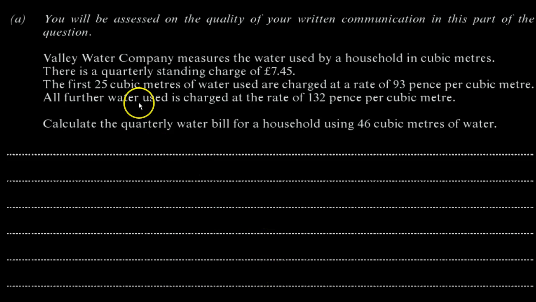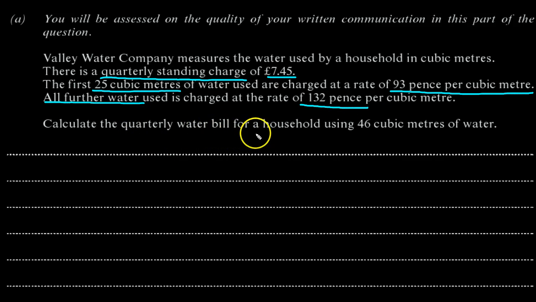Valley Water Company measures the water used by a household in cubic meters. There is a quarterly standing charge of £7.45. The first 25 cubic meters of water used are charged at a rate of 93 pence per cubic meter. All further water used is charged at the rate of 132 pence per cubic meter. Calculate the quarterly water bill for a household using 46 cubic meters of water.